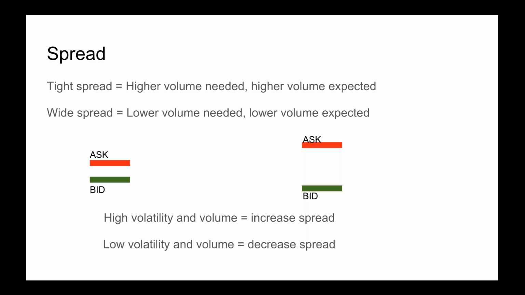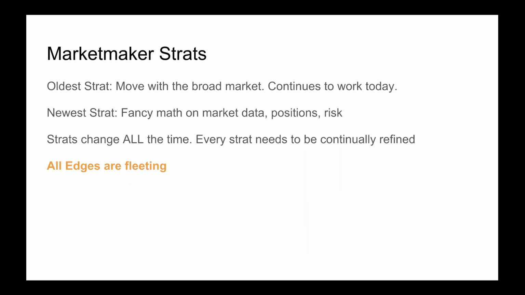So market makers have what are called strats, and strats are their way of adding intelligence to the way they buy and sell. The oldest strat, still in use and continuing to work today, is just to move with the broad market. And you may have seen that when Bitcoin moves down or Ether moves down, all the tokens move down, all the other cryptos move down. So this is essentially what they do when they see the major instruments moving up or down. Regardless of the sentiment of this particular instrument, they will simply move in that direction.